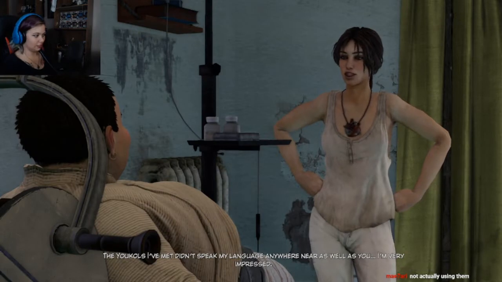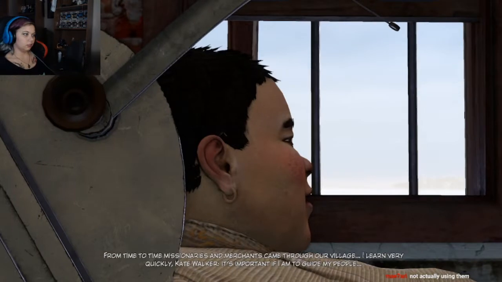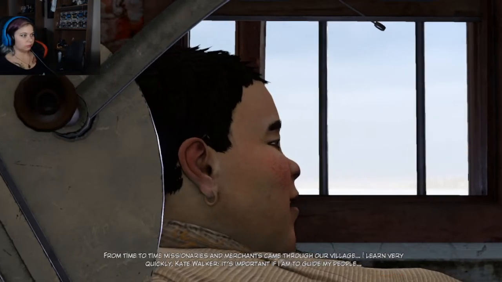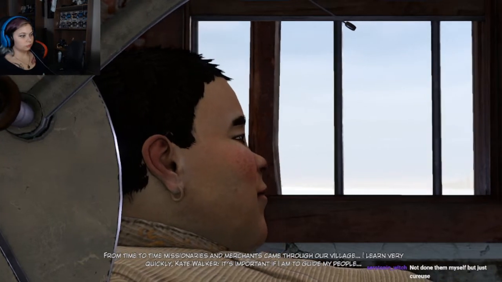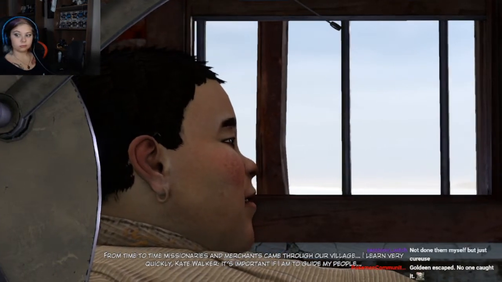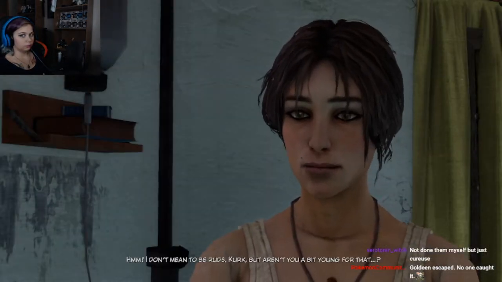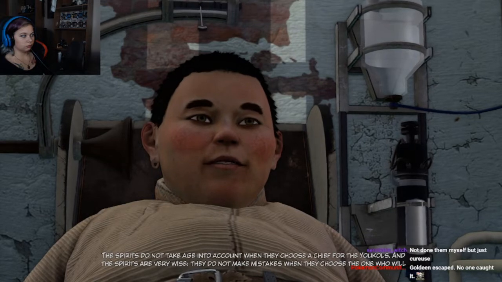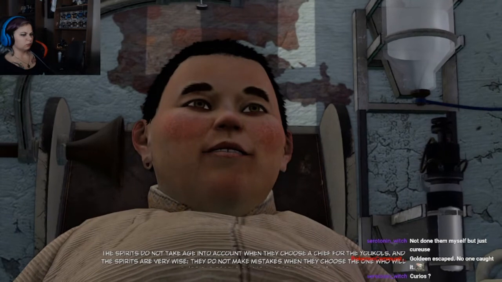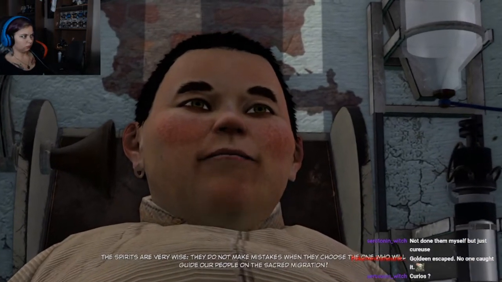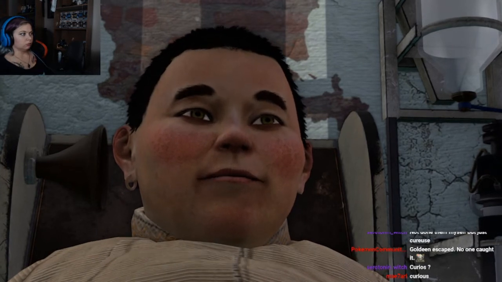The Yukols I've met didn't speak my language anywhere near as well as you. I'm very impressed. From time to time, missionaries and merchants came through our village. I learned very quickly, Kate Walker. It's important if I am to guide my people. I don't mean to be rude, Kirk, but aren't you a bit young for that? The spirits do not take age into account when they choose a chief for the Yukols. And the spirits are very wise. They do not make mistakes when they choose the one who will guide our people on the sacred migration.